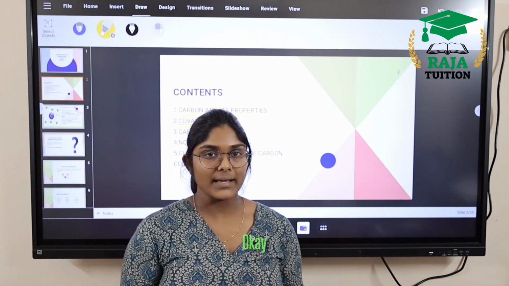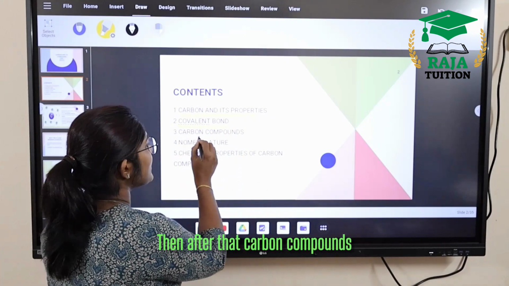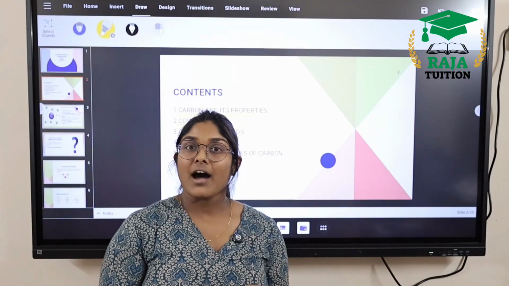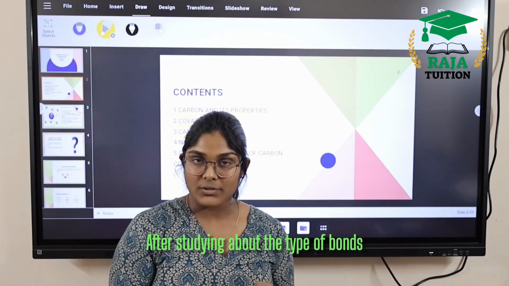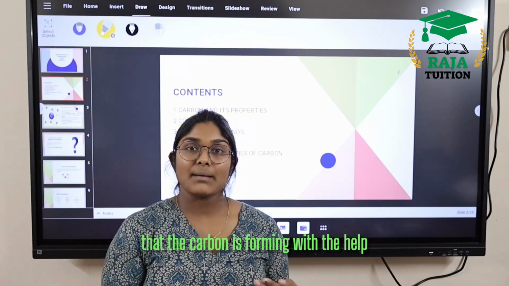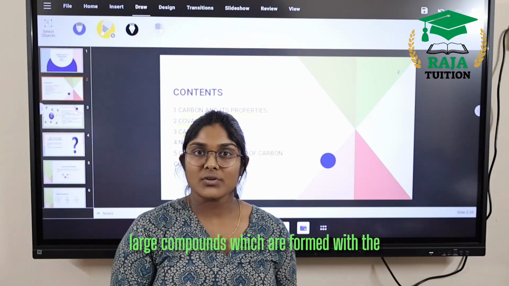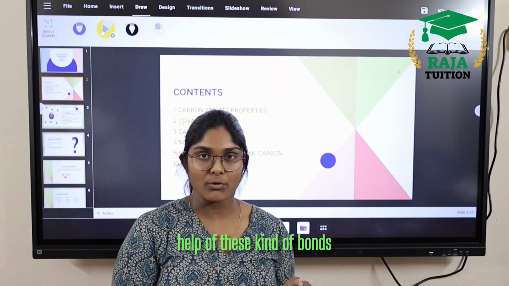Okay, and we will explain that with the help of a lot of examples, and figures are used to represent these examples. Okay. Then after that, carbon compounds. So we are taking short steps. After studying about the type of bonds that the carbon is forming with the help of this covalent bonding, we will study more about large compounds which are formed with the help of these kind of bonds.